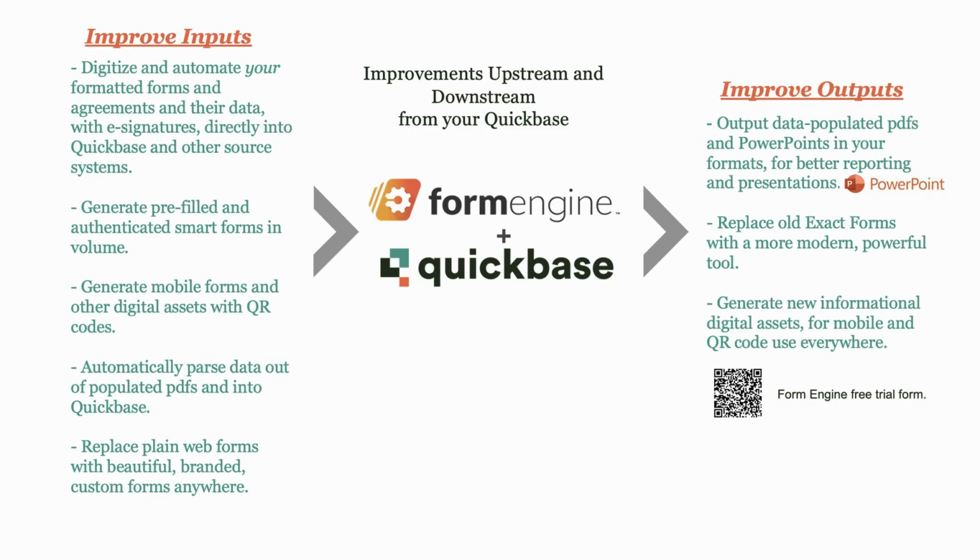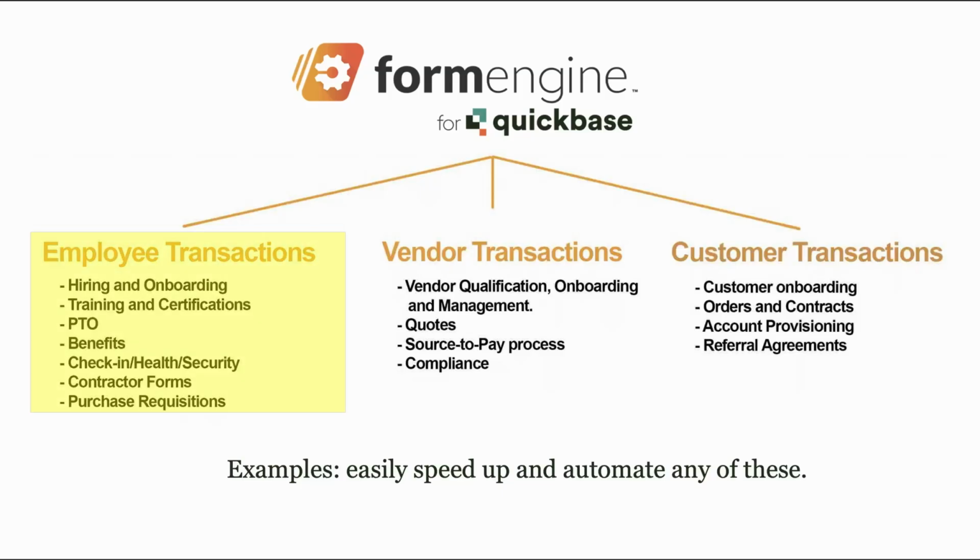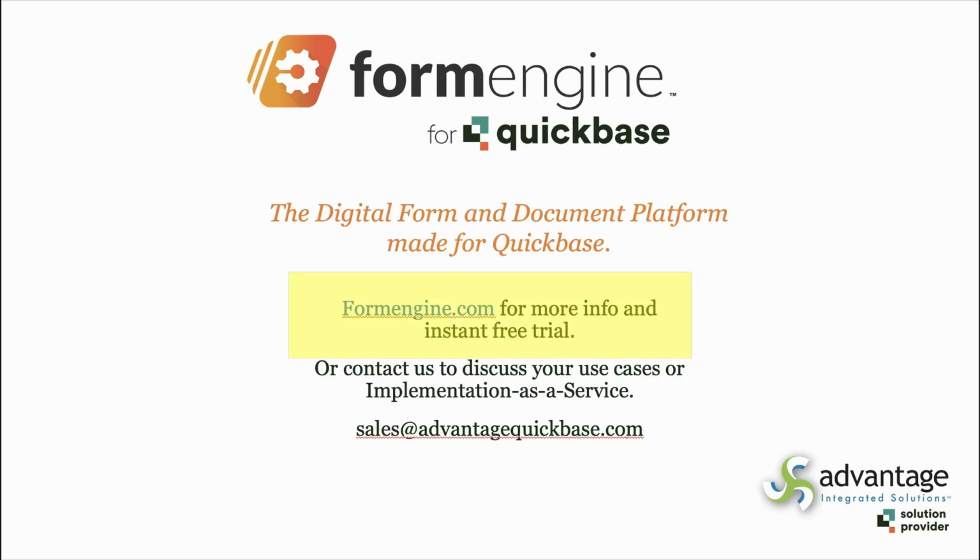Here's a summary slide for how you can use the single Form Engine platform to digitize and automate parts of your business processes upstream and downstream from your QuickBase and other source systems, doing more than you can today and doing it in QuickBase itself. You could get started with any of these standard processes that you already keep in QuickBase or should keep in QuickBase. But any initial use cases you have for the Form Engine can be a good start, and you can try it today on a free trial. Or contact us with questions, or if you'd like us to do the work for you as a service.